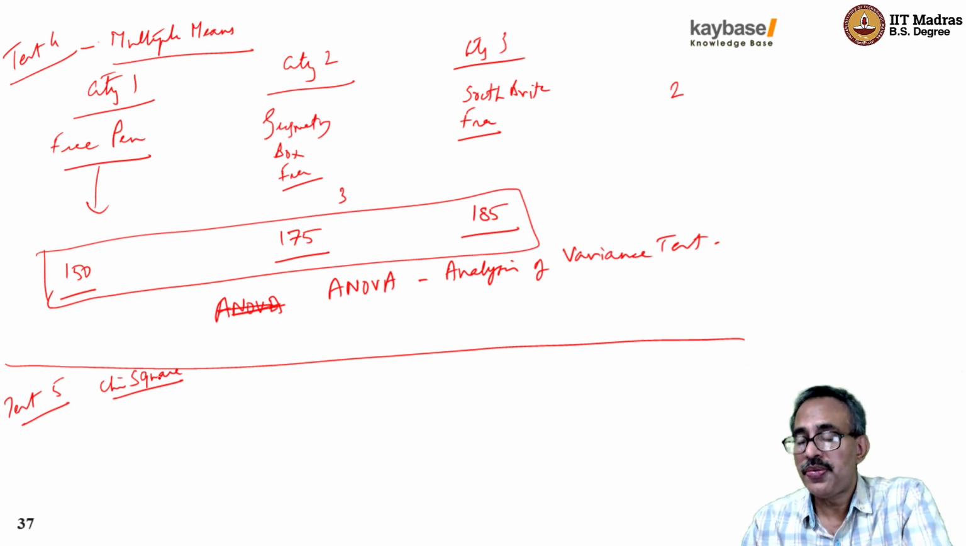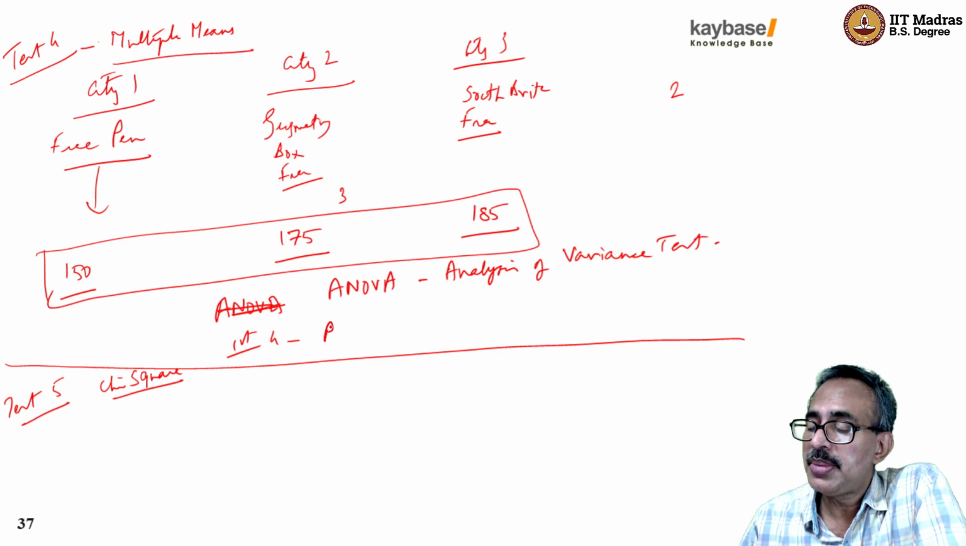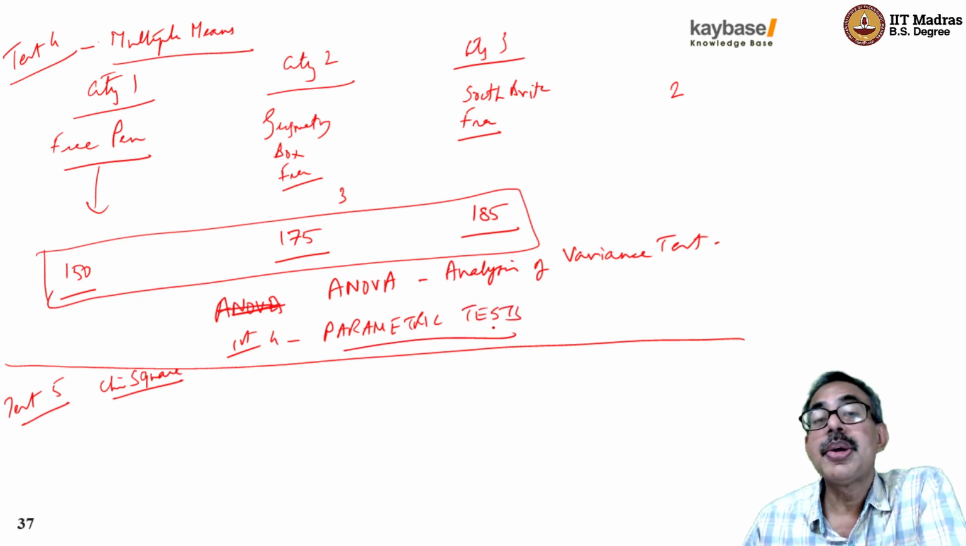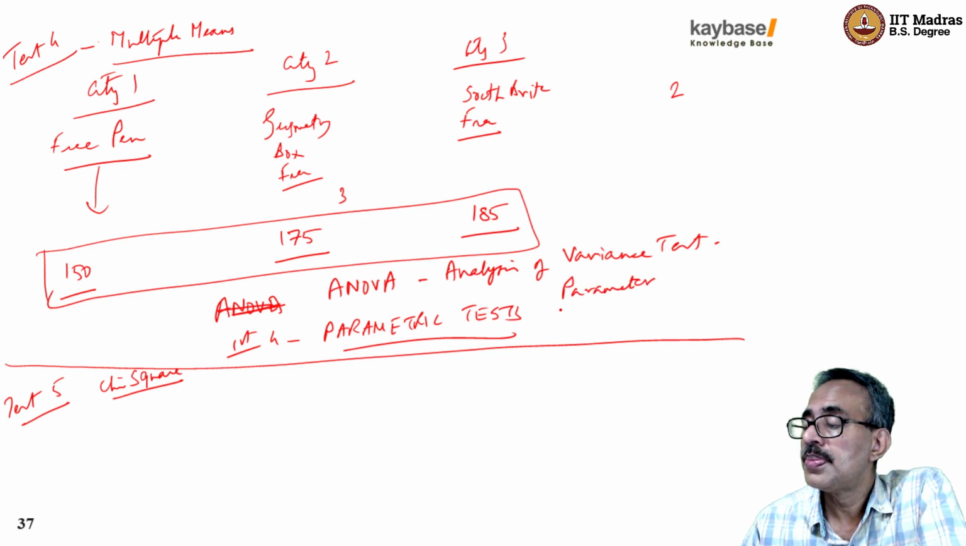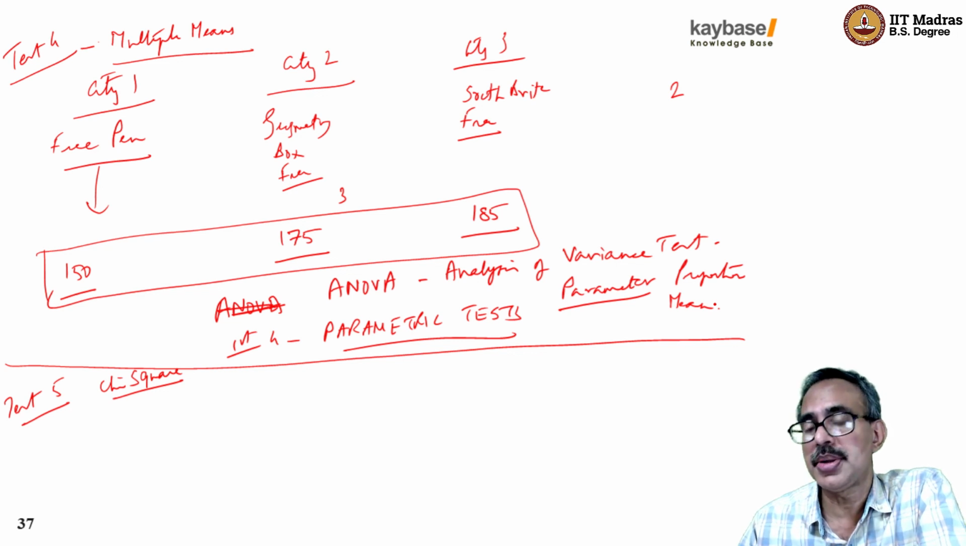Now, the first 4 tests that we have talked about are called parametric tests, because you're testing for a parameter. The parameter could be the proportion, or the parameter could be the mean. Because you're testing for that, it's called a parametric test.